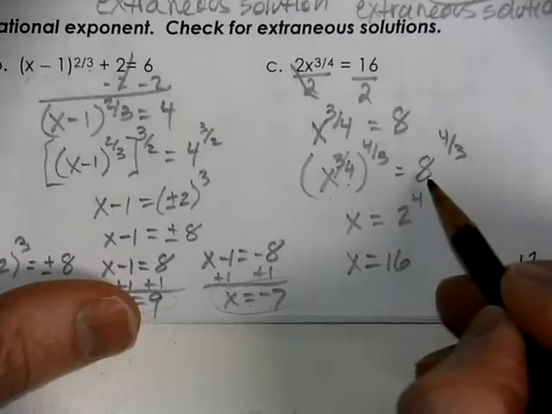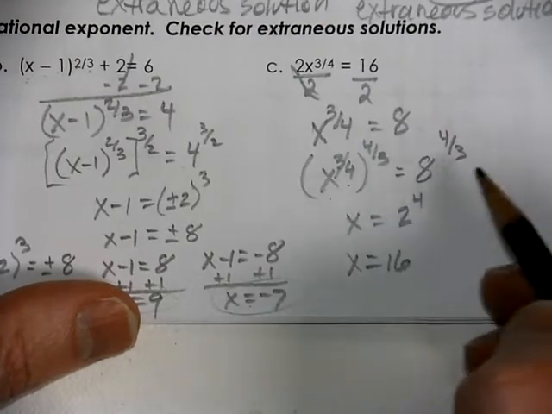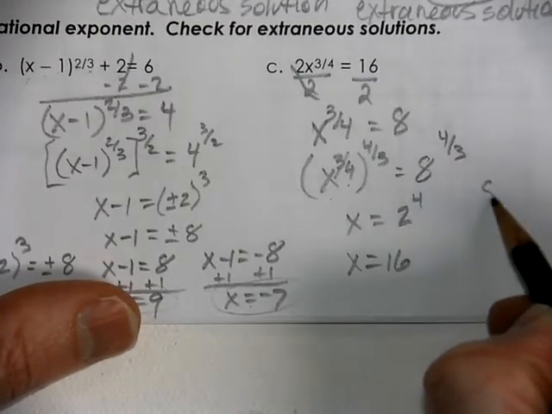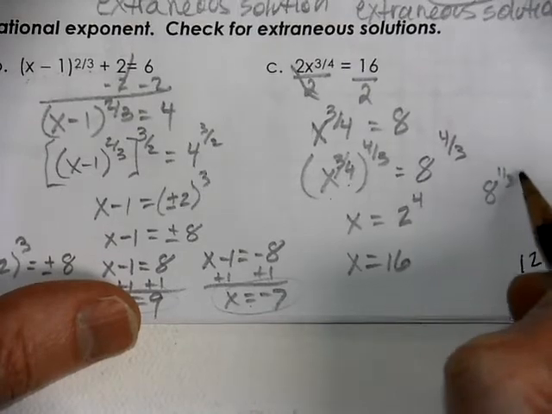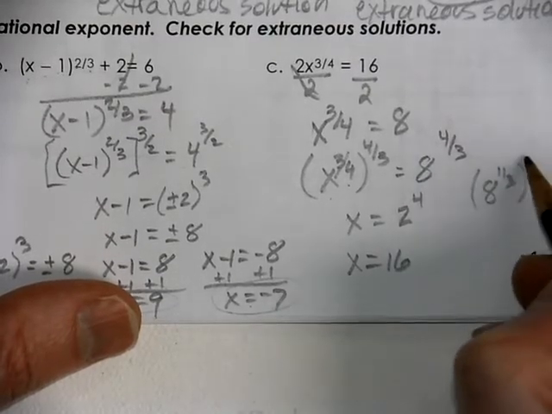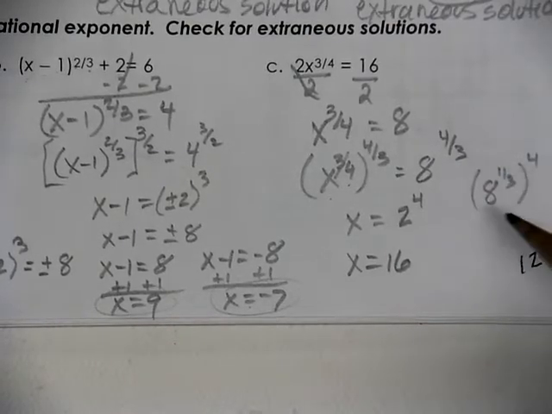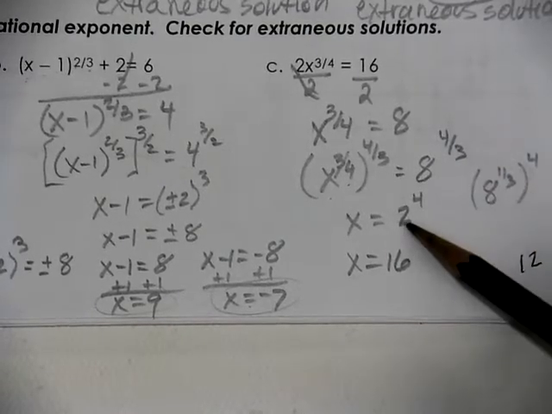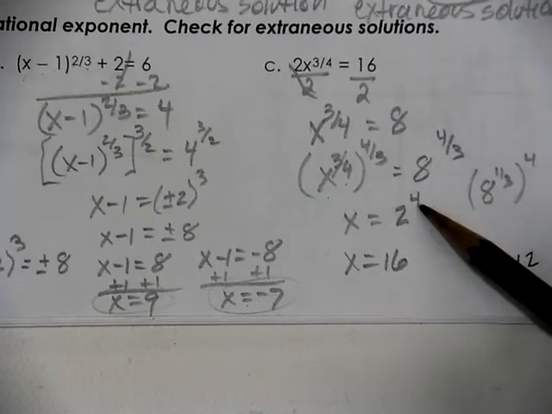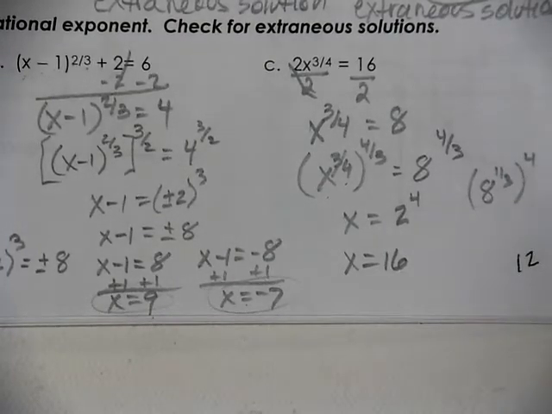What I did was skip a step in here. I took my 8 to the 1/3 power, and then I raised that to the 4th power. I broke up my 4/3 into 8 to the 1/3. I got my 2. Then I raised that to the 4th power to get 16.